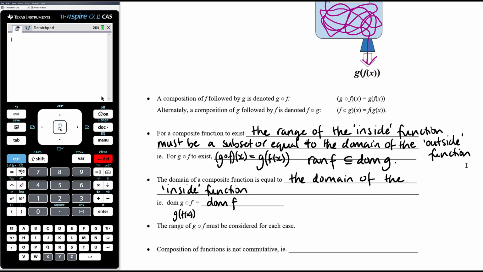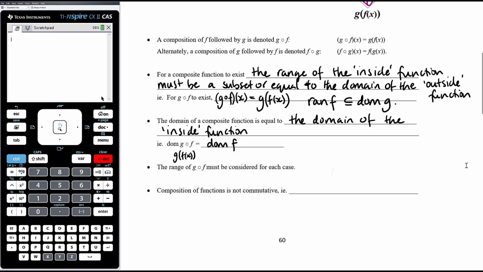Composition of functions is not commutative. Let's talk about that word commutative. Addition is commutative, multiplication is commutative, subtraction is not commutative, division is not commutative. So it's about whether you can reverse the things. For example, 2 plus 3 and 3 plus 2 are the same thing, it's a commutative operation. 2 times 3 and 3 times 2 are the same thing, a commutative operation. However, 3 minus 2 and 2 minus 3 do not give the same thing. Subtraction is not commutative. Again, 2 divided by 3 is not the same as 3 divided by 2. Division is not commutative. So composition of functions is not commutative.